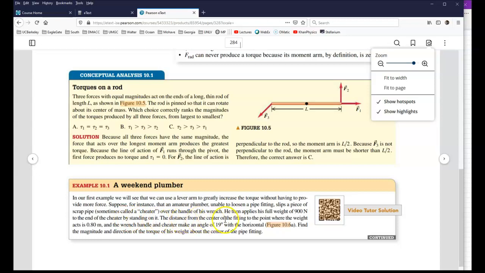The distance from the center of the fitting to the point where the weight acts is 0.8 meter. I believe this would be the moment arm. And the wrench handle and cheater make an angle of 19 degrees with the horizontal. Find the magnitude and direction of the torque of his weight about the center of the pipe fitting, and so on. Okay, let's look at the picture.